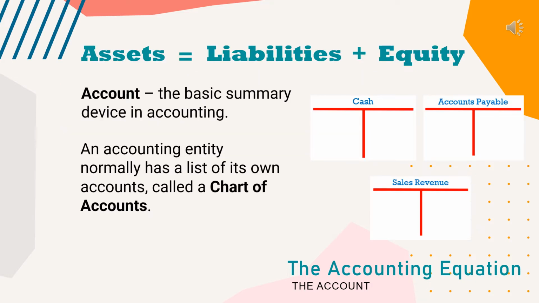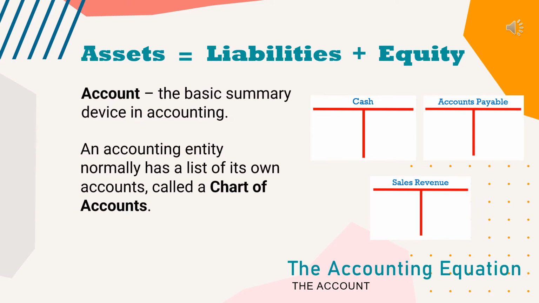When we say account, it is actually the basic summary device in accounting. It is a summary device because a separate account is maintained for each element that appears in the financial statements, and we use the same to record the increases, decreases, as well as the running balance of each element in the financial statements. Normally, an accounting entity has a list of its own accounts called the chart of accounts.